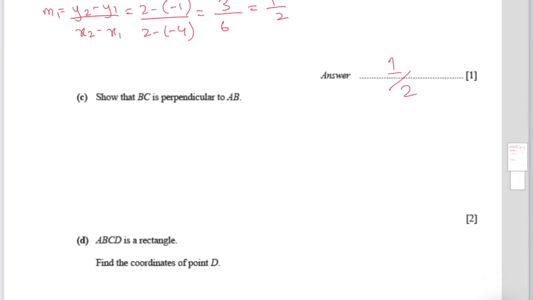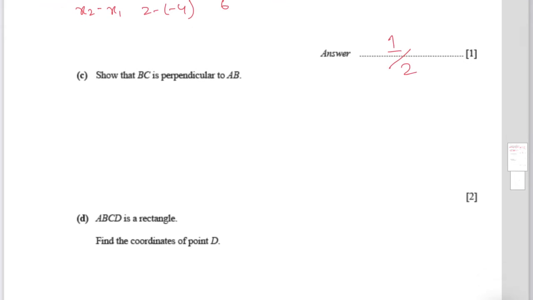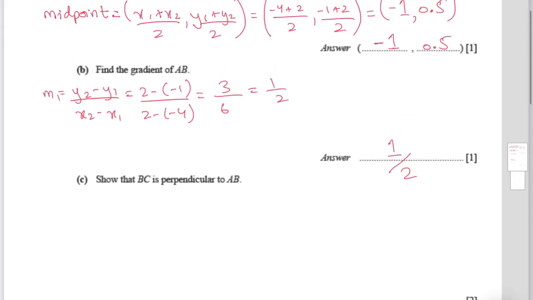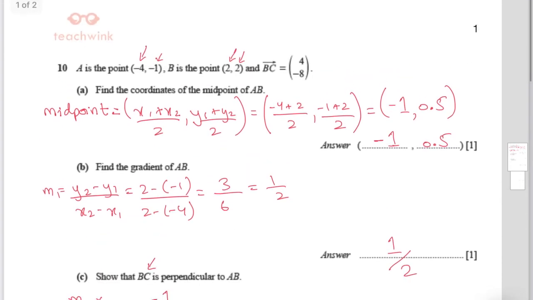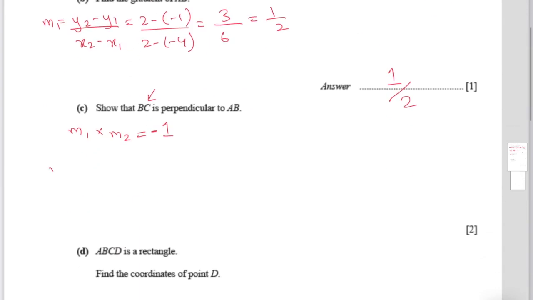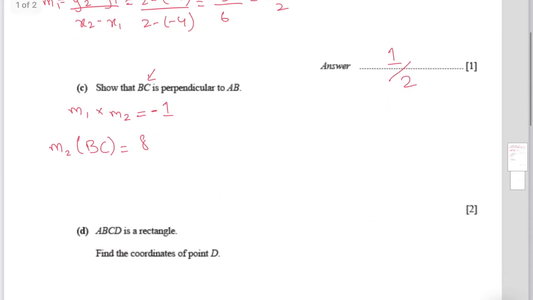The next part of the question says, show that BC is perpendicular to AB. Now, in order to show that the two lines are perpendicular to each other, if we multiply the gradient of AB, which we called M1, and the gradient of BC, which we will call M2, the product will always be -1. First, we need to find the gradient of BC. How do we do that? We look at this vector right here, (4, -8). We divide the y value by the x value. So the gradient M2 of BC is going to be -8 divided by 4, which gives us -2.